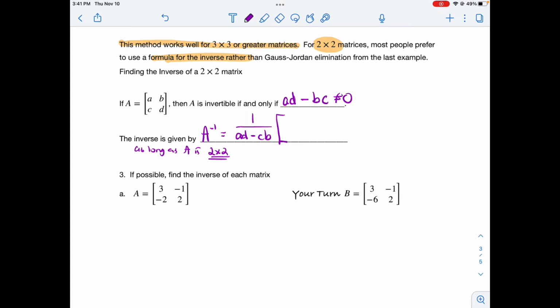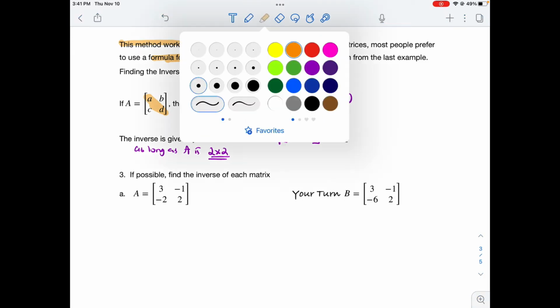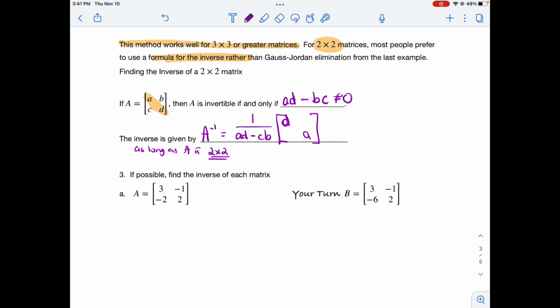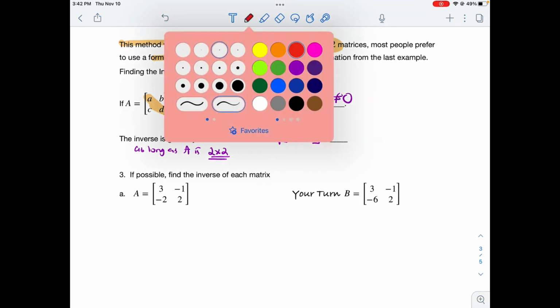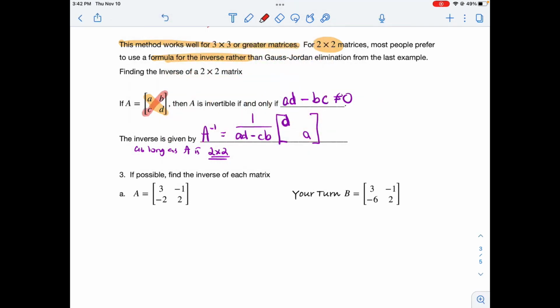Now the diagonal down, the A and D, we're going to switch those entries. So D is now in my first row, first column entry. A is in my second row, second column entry. And for the diagonal up, you keep the numbers in the same spot, but you negate them. So C becomes negative C, and B becomes negative B. So you do the opposite of whatever sign that is. Okay, and then you just simplify this down. So that would be our inverse of matrix A.